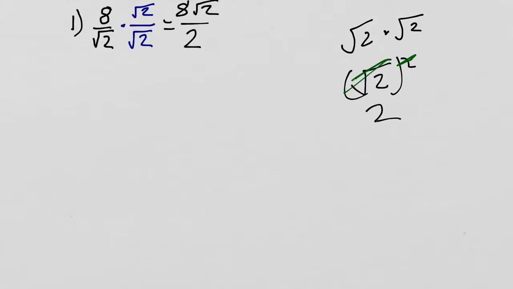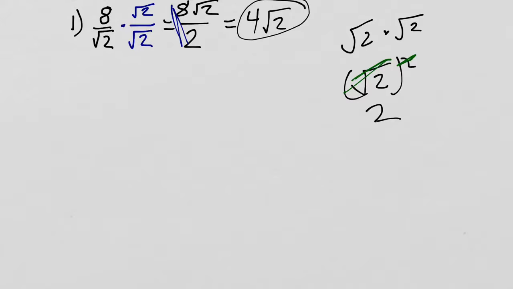Now, I think a few perceptive people might see that there's something that you can do right here too. When I do 8 square root of 2 over 2, that 8 is actually 2 times 4. So I can eliminate the 2 in 2 times 4, and this is simplified to just 4 square root of 2. So that's the answer to that one.